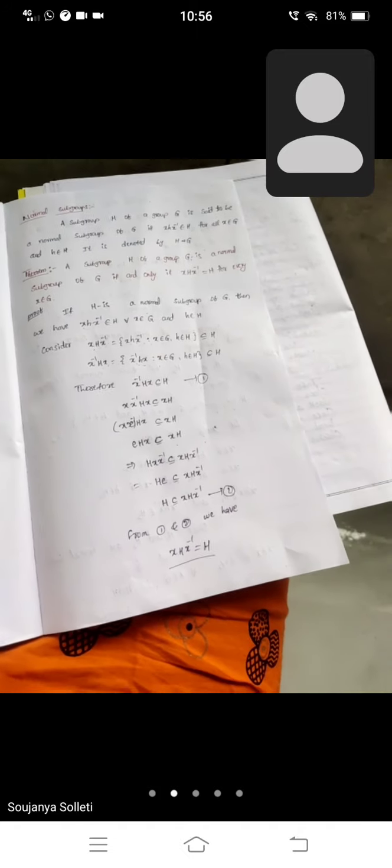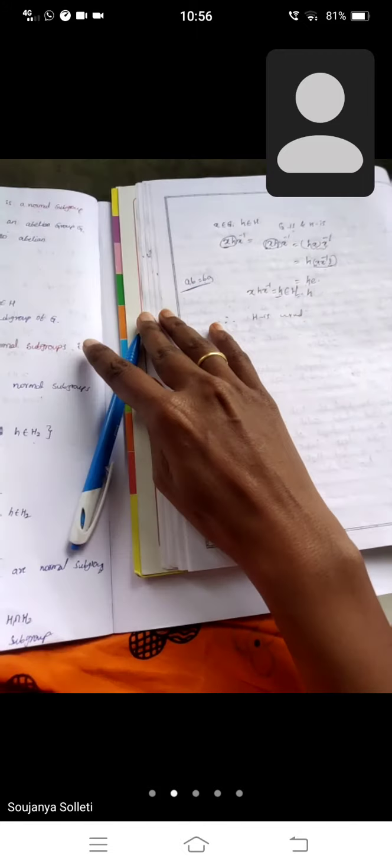So these are the theorems based on normal subgroups, and a very important theorem for fourth semester examinations.